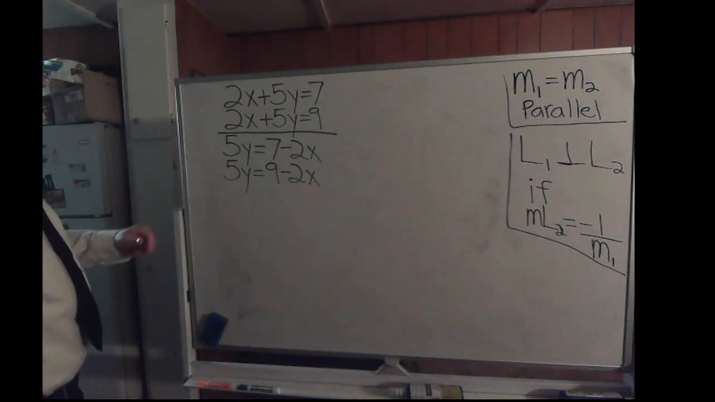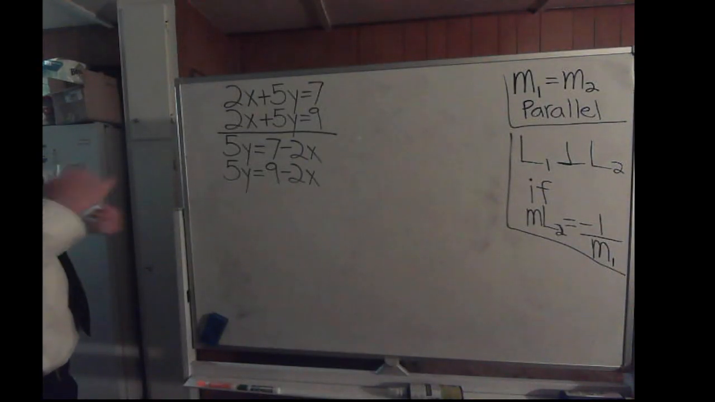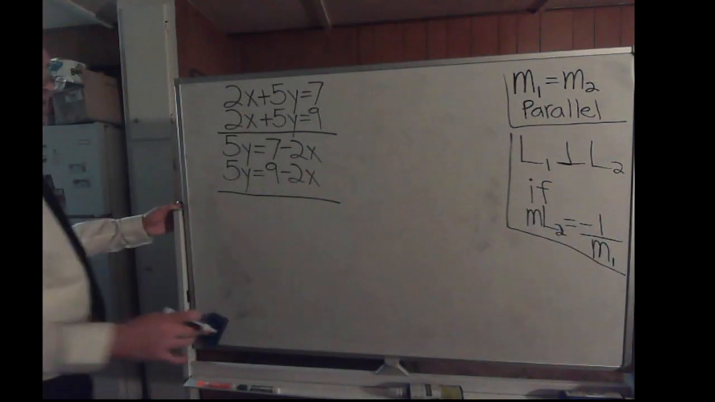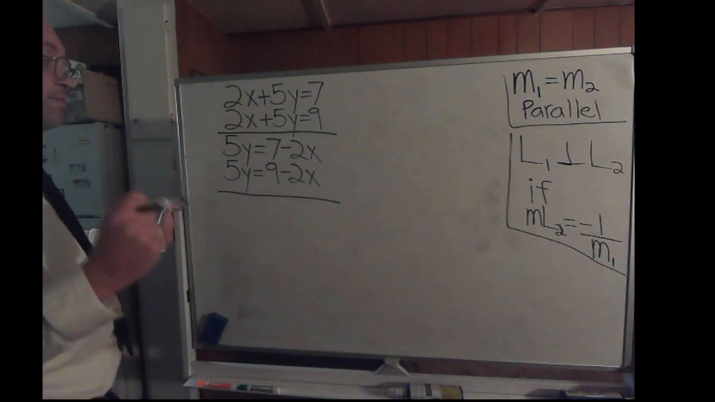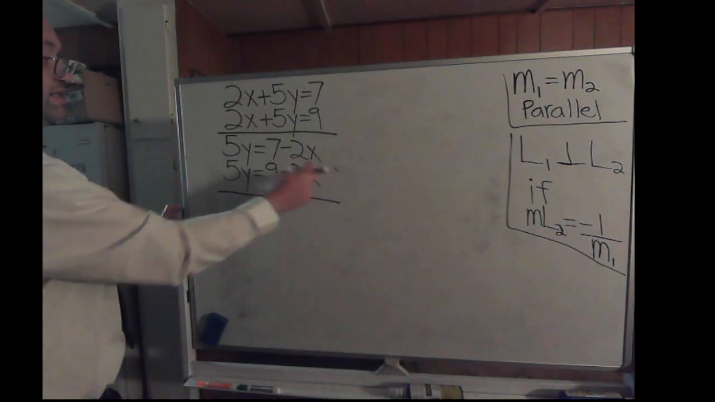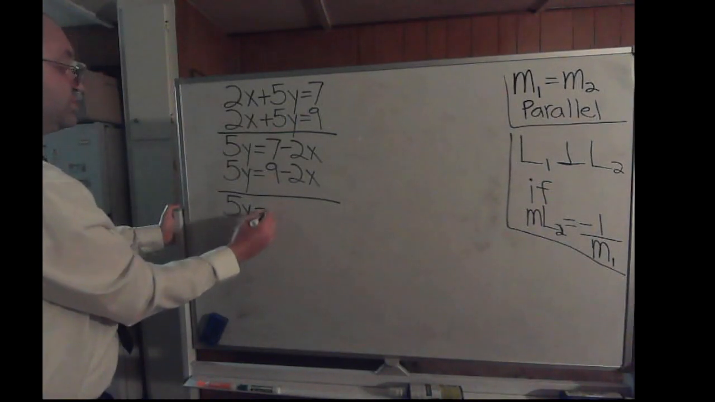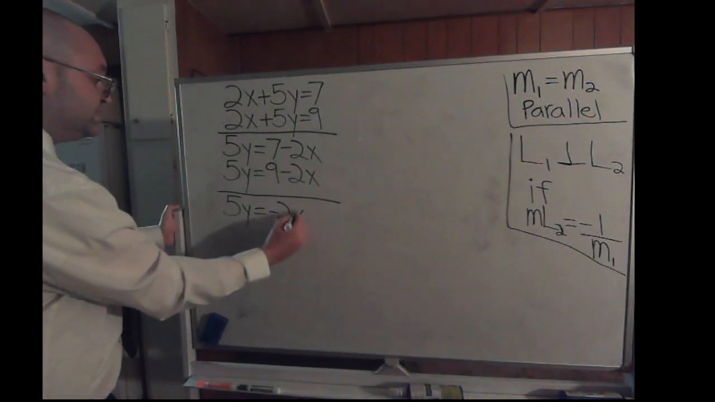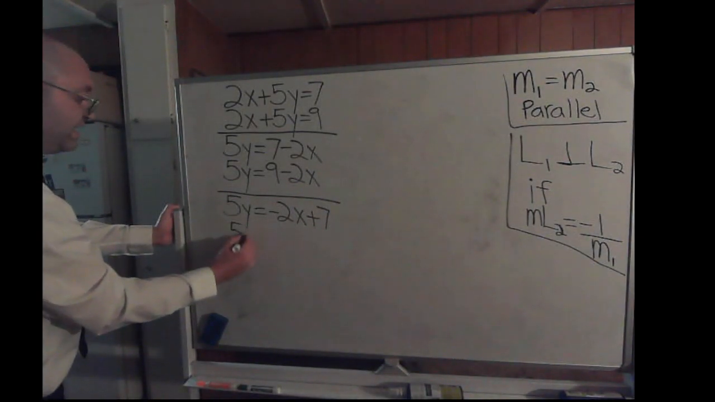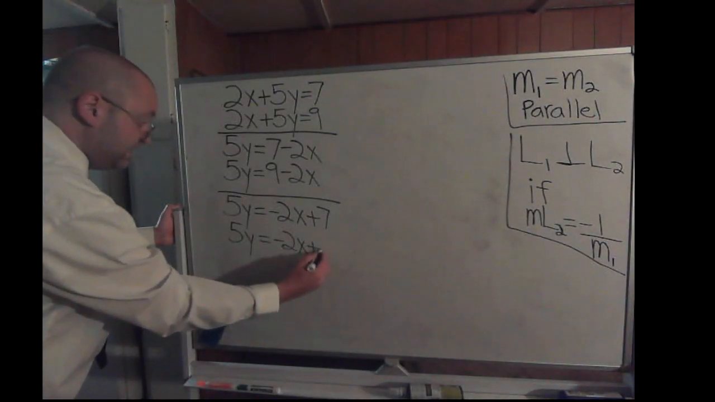Now, we almost have it in slope-intercept form except for a couple things. First, in each of these equations on the right side, let's use the commutative property of addition to switch the x and constant terms around. So you'll have 5y is equal to negative 2x plus 7. Then for the second equation, you'll have 5y is equal to negative 2x plus 9.